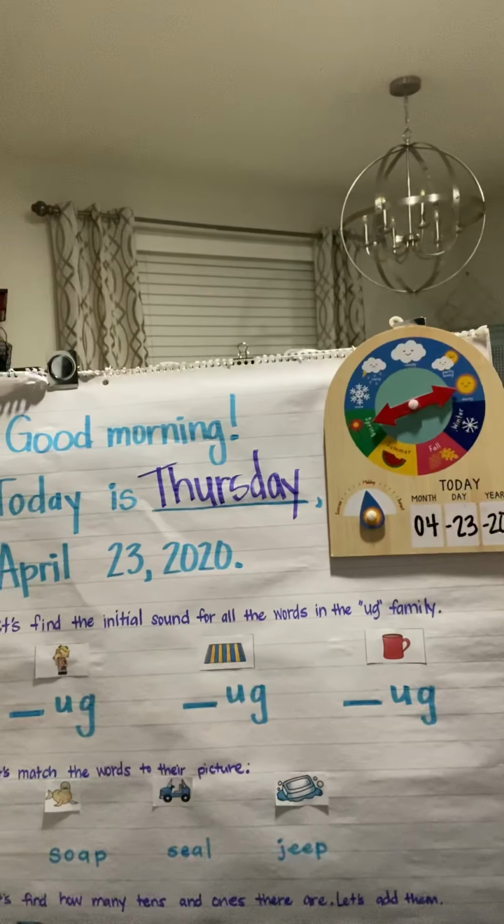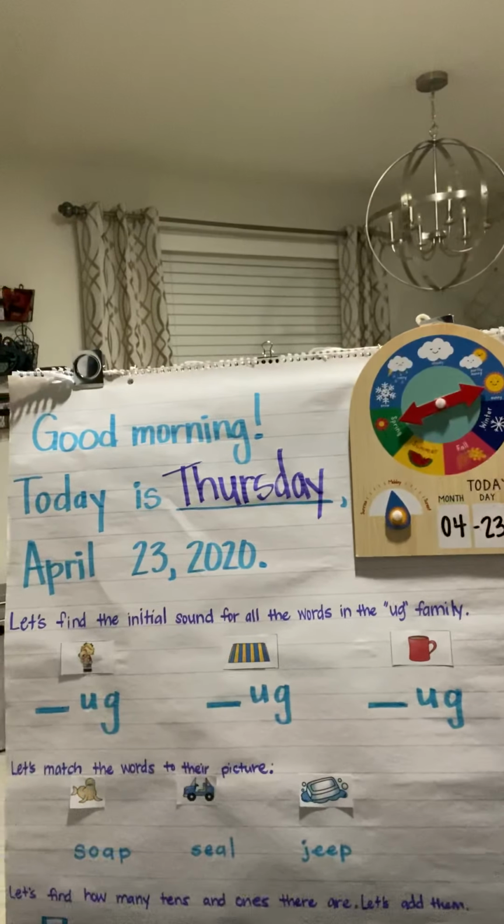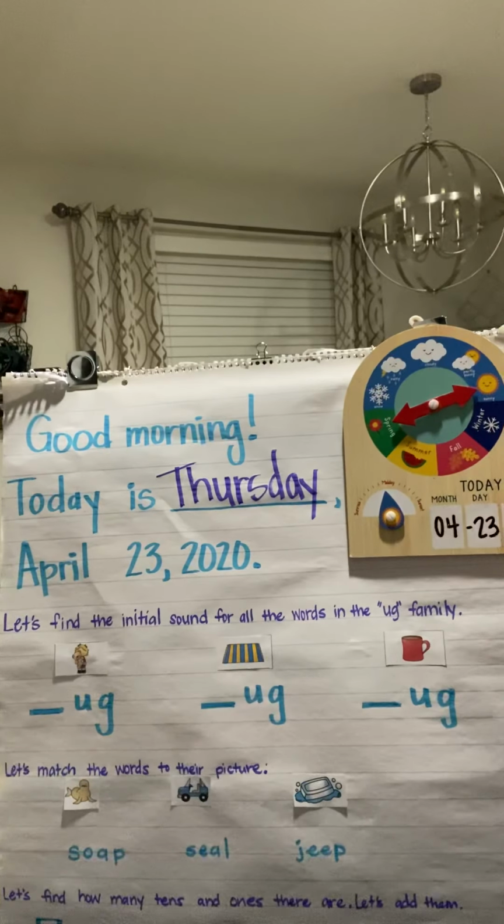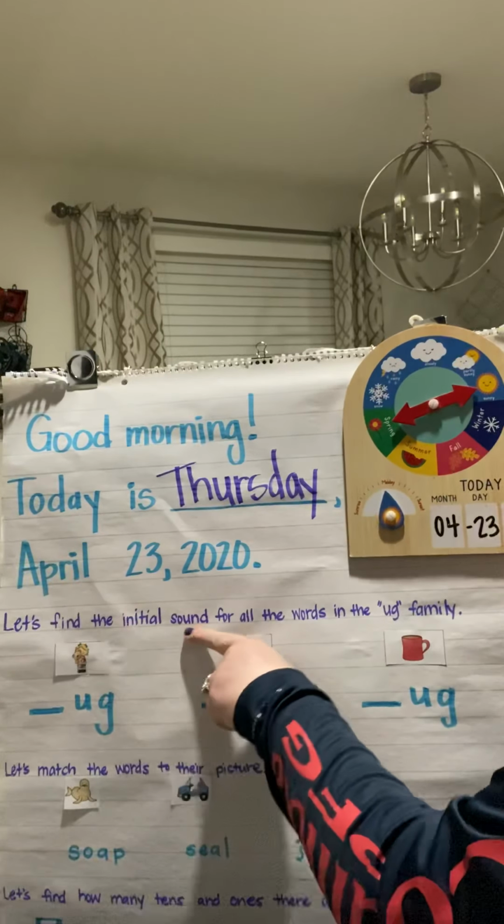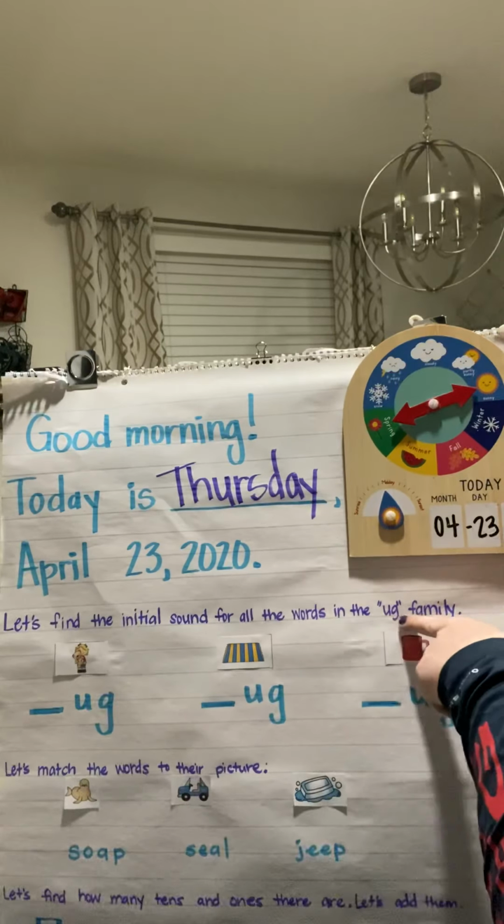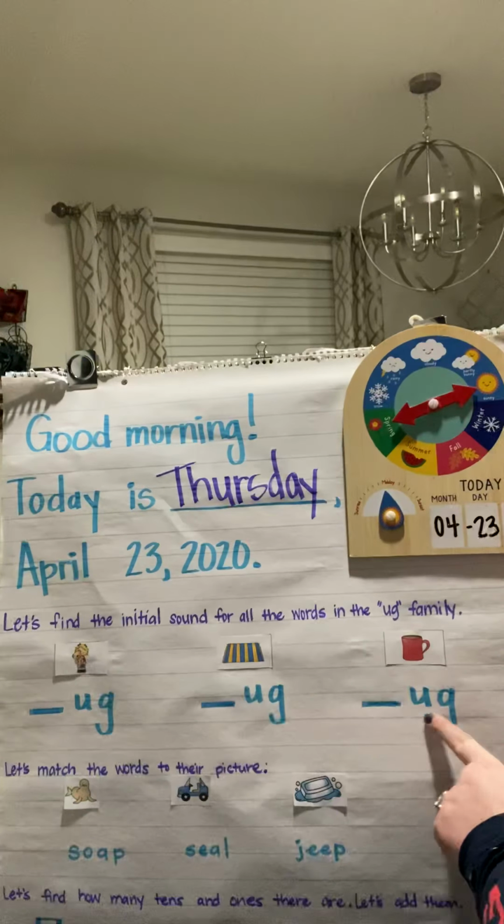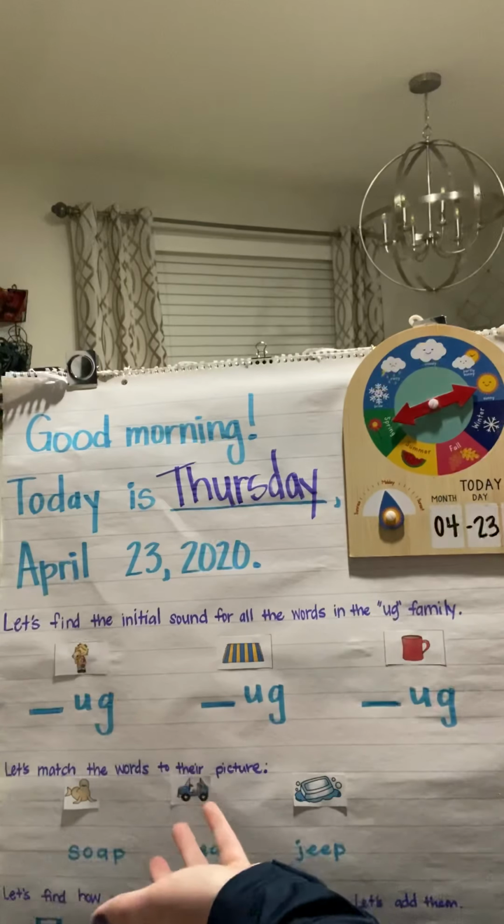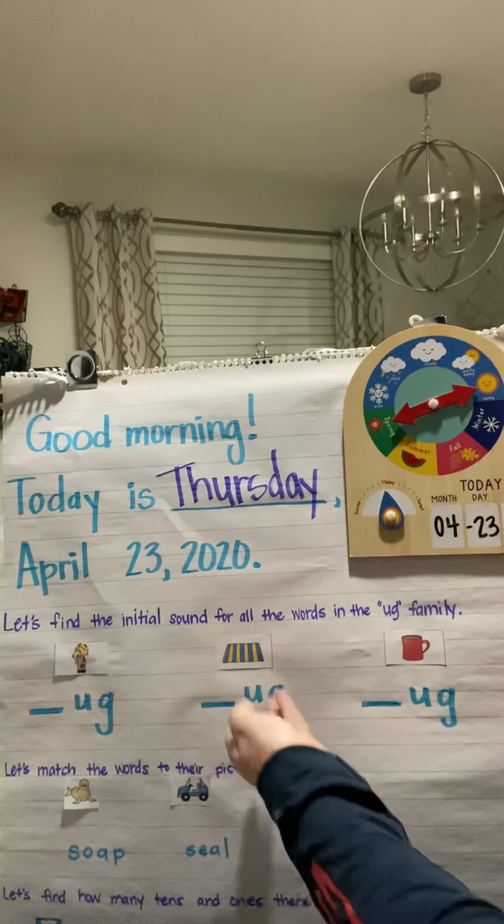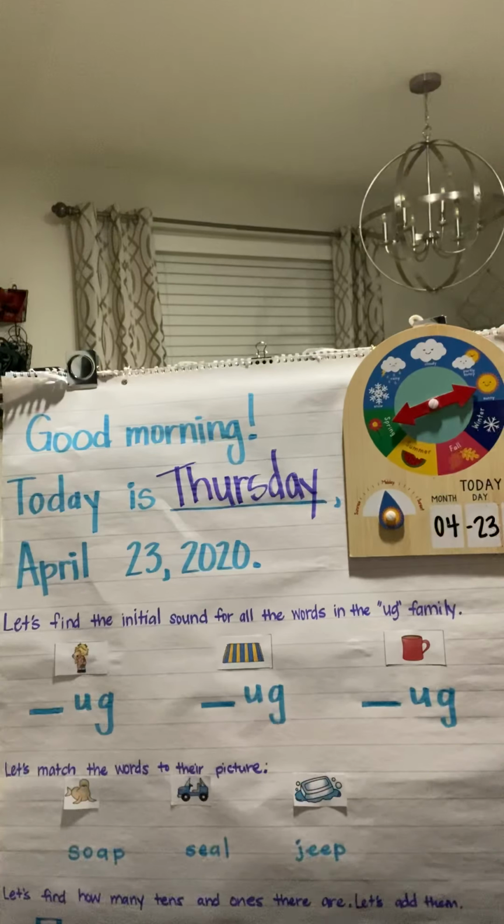All right, so let's take a look at our first skill. Our first skill says, let's find the initial sound for all of the words in the UG family. So that means that they all end in UG, which means that they have the onset rhyme of UG. So we're looking for the initial sound, and we know that the initial sound is the very first sound that we hear. So when we swing our arm, it's at the top, right?